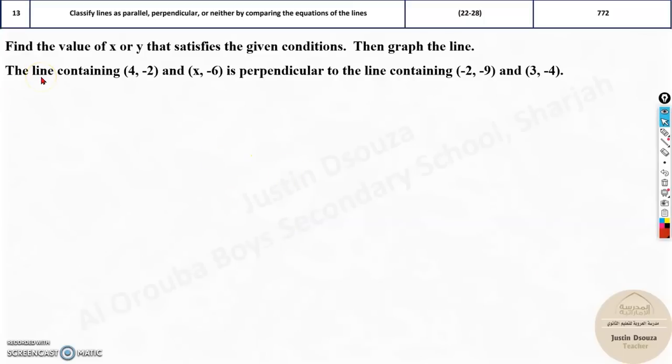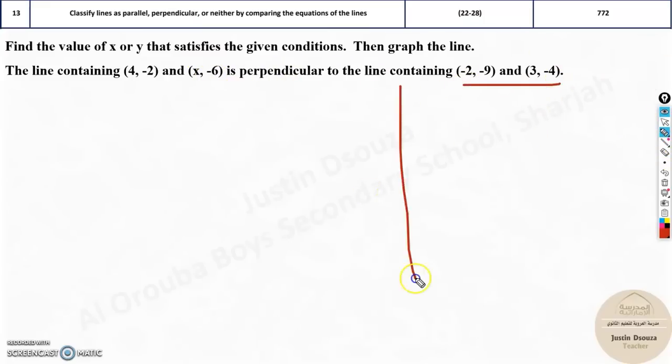Here, you need to find the x or y that satisfies the given condition. You have been given some points. They have told we need to graph this line. The line contains 4 comma minus 2 and unknown value x comma minus 6. This is perpendicular to this particular line. So this is the given line.